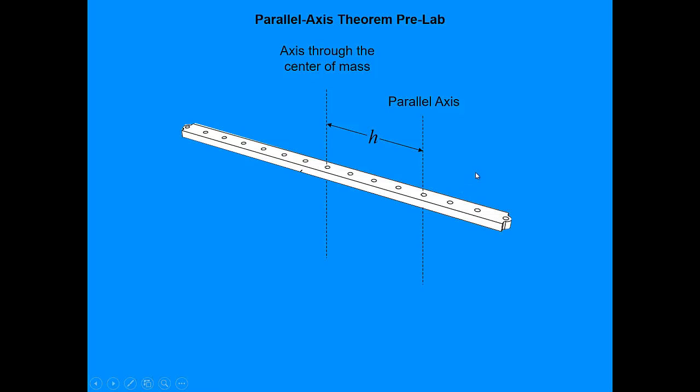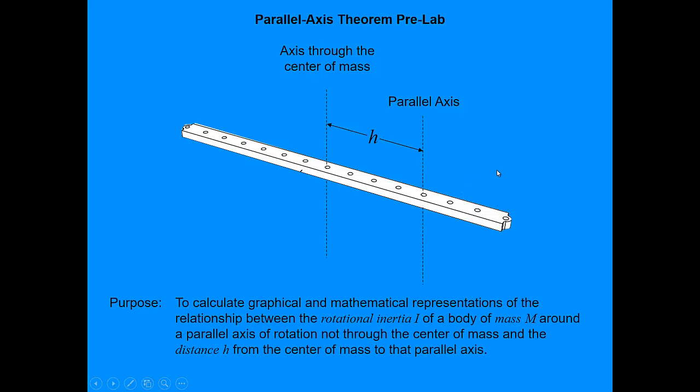That's the parallel axis. So the purpose right here is to calculate graphical and mathematical representations of the relationship between the rotational inertia I of a body of mass m around a parallel axis of rotation not through the center of mass and a distance h from the center of mass to that parallel axis. So our three variables are rotational inertia, mass of our object, and h.